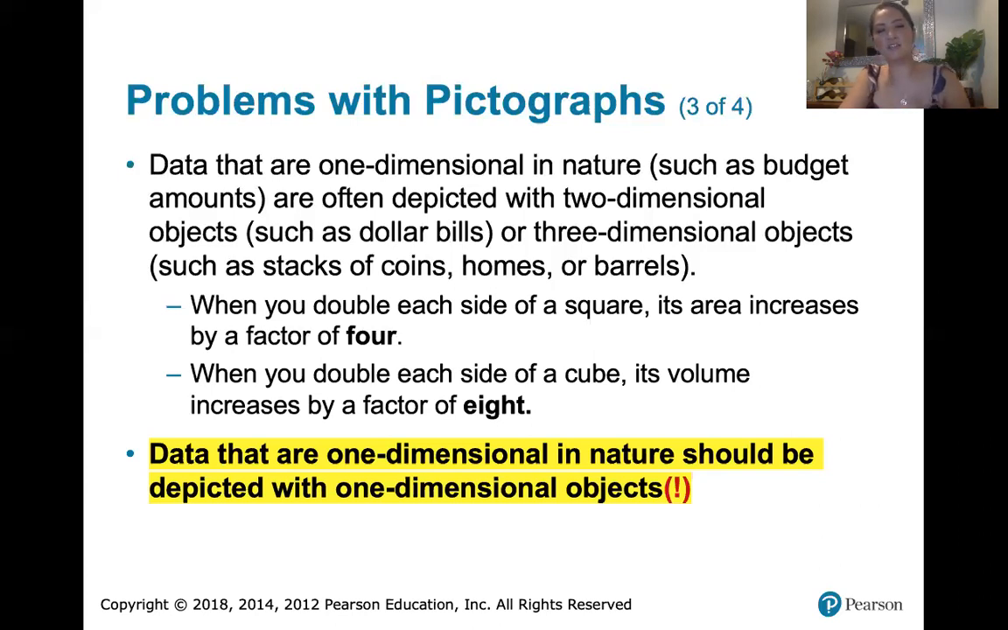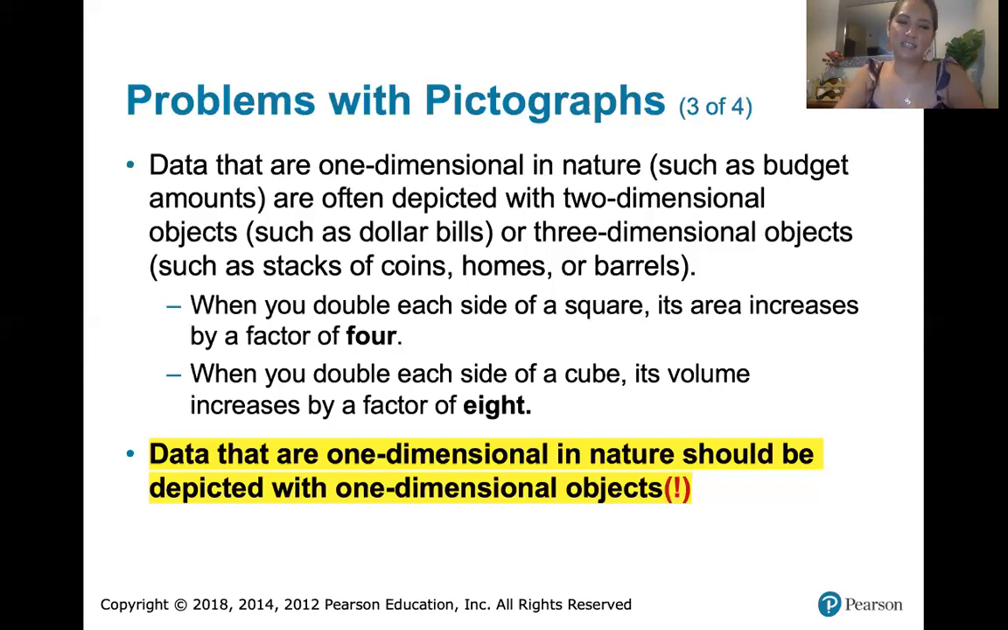If something is 3-dimensional in nature, you can use 3-dimensional objects. But for the most part in our class, we're talking about data that are 1-dimensional. So we should represent them by something that's 1-dimensional. And you might say, well, what about a bar in a bar graph? Well, yeah, that bar is a 2-dimensional object, but we're really just focused on the height. And since the height of the bar in a bar graph is 1-dimensional, that is going to accurately depict something like a number that is also 1-dimensional.